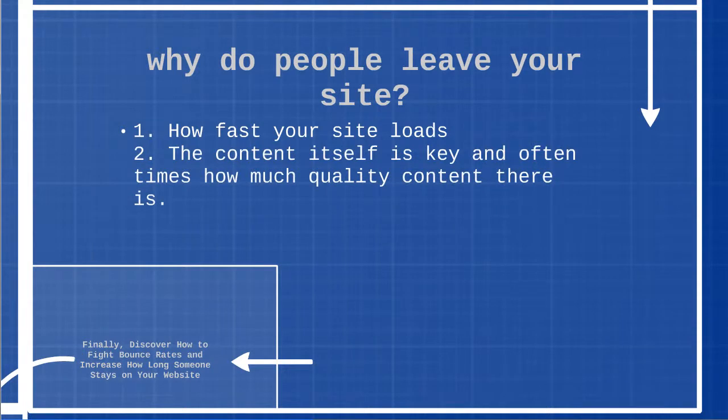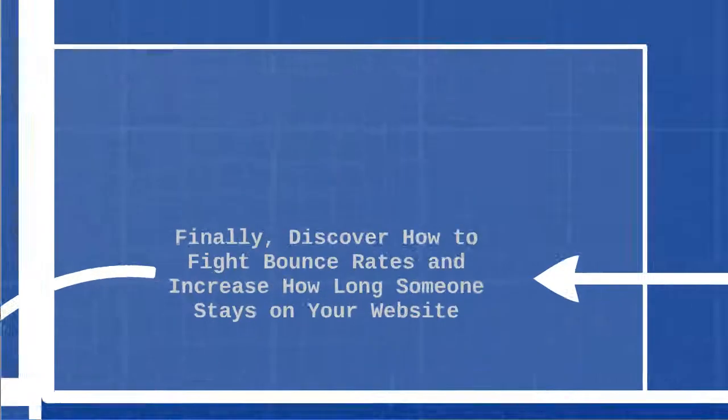And number two, the content itself is key, and oftentimes how much good quality content there is depends on how long they stay on your site, right? If the quality of the content is bad and they don't like what they see, or worse, they are not able to find your information, then they're simply going to leave the site, right? So that comes into the number three answer, which is easy navigation. So you want to make sure that you have easy navigation. So that's a big issue, if people can't find and navigate your site.